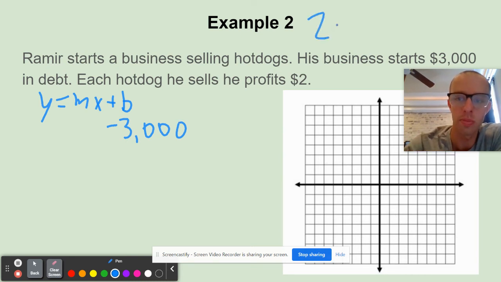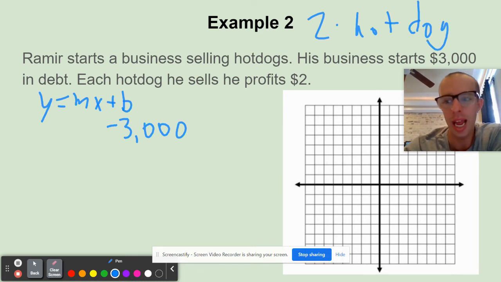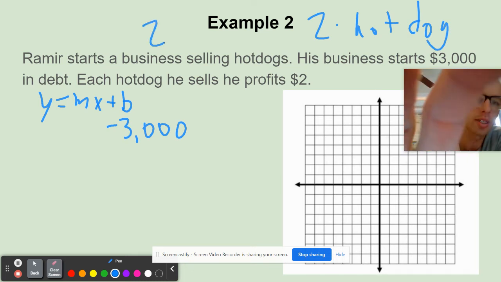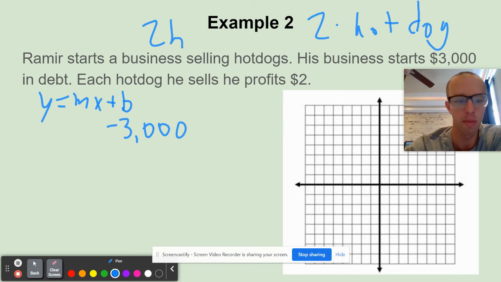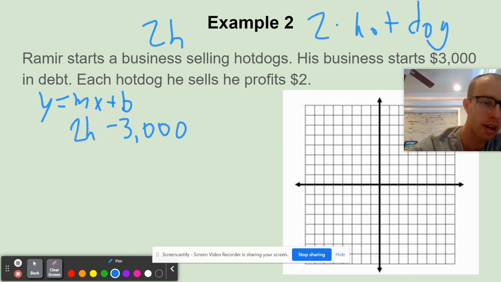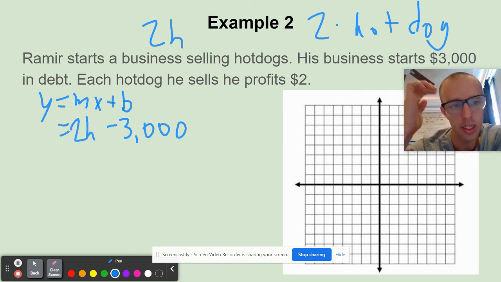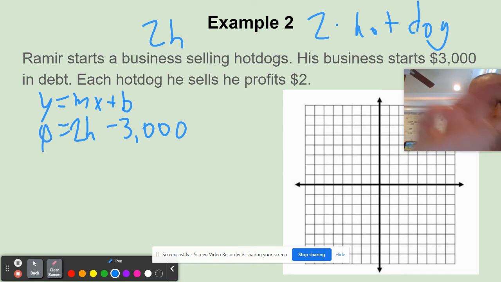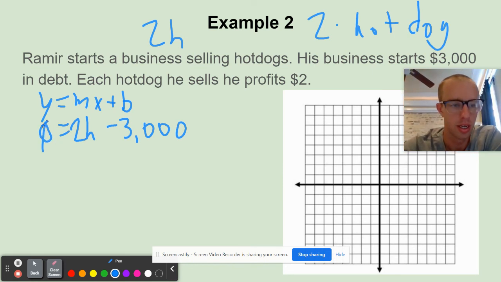So $2 per hot dog, I could write as 2 times the amount of hot dogs. Or I could say H stands for hot dog, and I could write that as 2H. And it's a positive 2H because he's making money. I can fill that in right here. And all of this is equal to his profit, so I could use a P for profit.